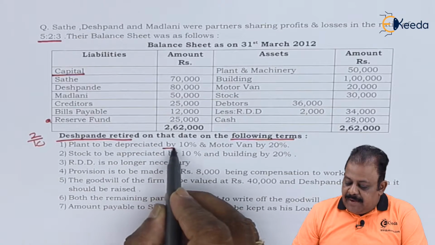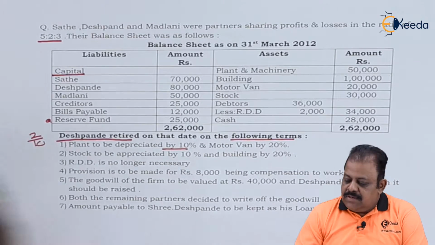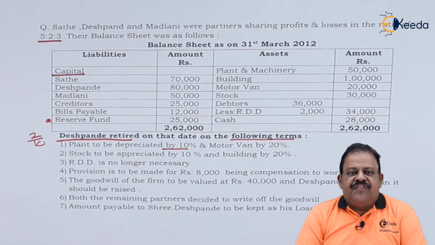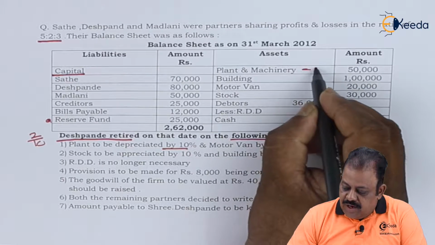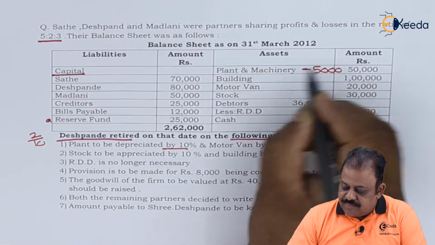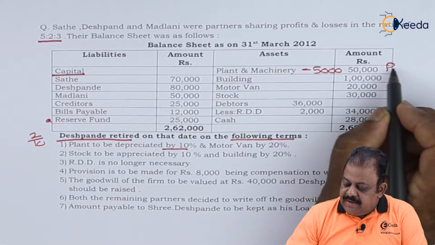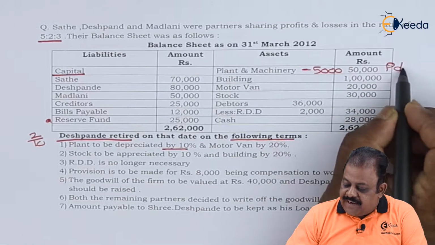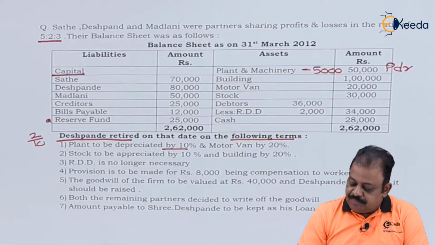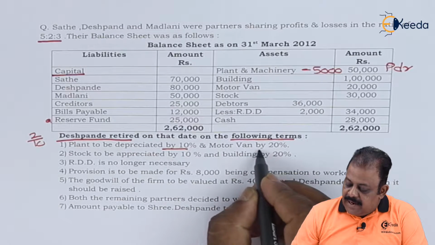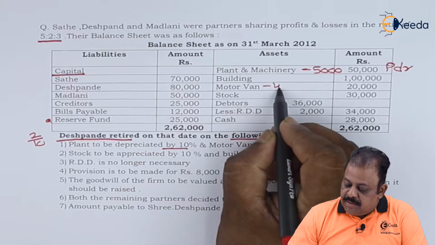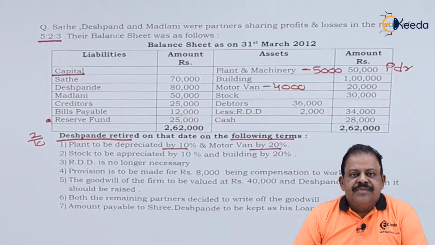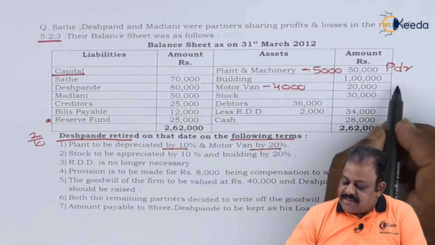Plant to be depreciated by 10%. Here the value of plant and machinery is 50,000. Depreciated by 10% means 10% of 50,000, we will have to deduct 5,000. This will be recorded to the debit of profit and loss adjustment account. Motor van by 20%. Motor van is 20,000. 20% means it is 4,000. This will be reduced on the asset side.